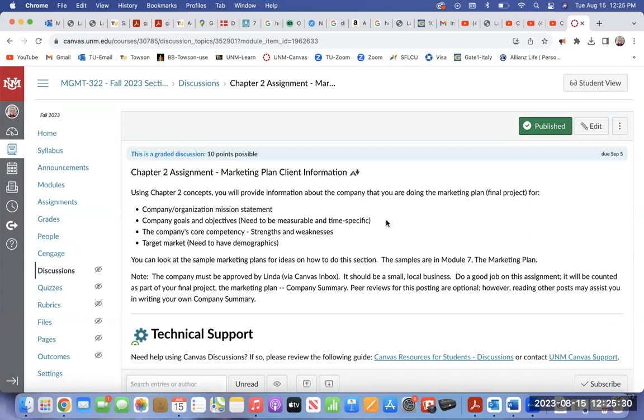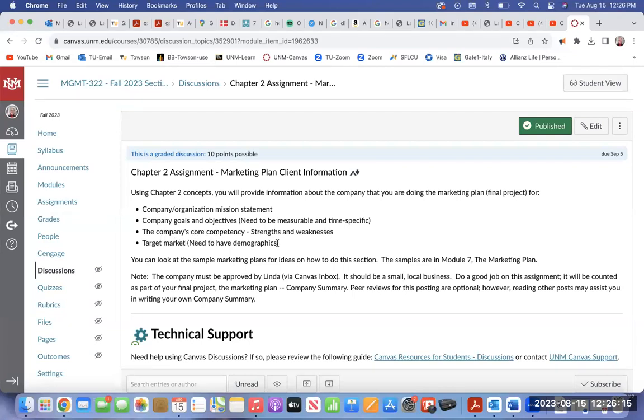What are their goals and objectives? These need to be measurable and time specific. By that measurable, I mean there need to be numbers. Goals such as, I want to increase sales 10% in the next 6 months, or I want to raise revenues $50,000 in the next year. That's measurable. There's a number attached to it. And then I also mentioned to you time specific. I said in the next quarter and the next year and the next 6 months, that's time specific. So you have to have it measurable and time specific for this goal, or you won't get points here. Okay.